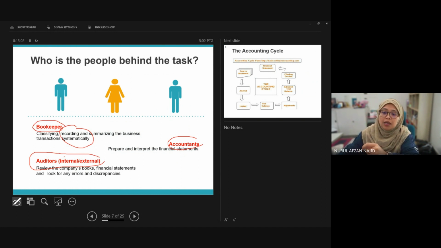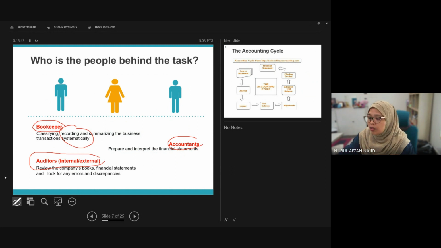oleh accountant ni akan memberikan information yang tepat, accurate and relevant to the users of the accounting. Sebab kalau financial statement salah, users of the accounting information pun will make a wrong decision to that particular business or organisation. Okay, so itulah explanation berkenaan dengan definition of accounting, the difference between bookkeeping and also accounting.